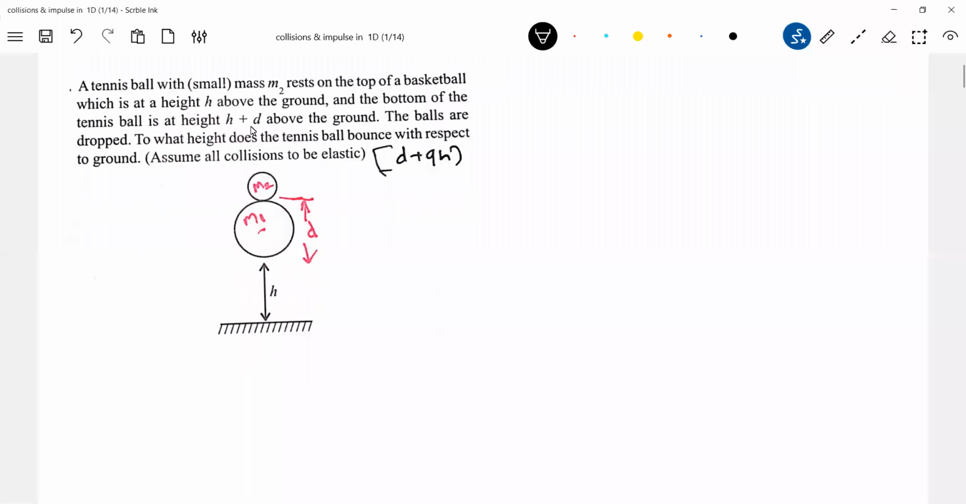A tennis ball. I think this will be small, no? So this is a tennis ball. This is a basketball. Both are released from rest at a height. What is given? He's asking, to what height does the tennis ball bounce with respect to the ground? All collisions are to be elastic.